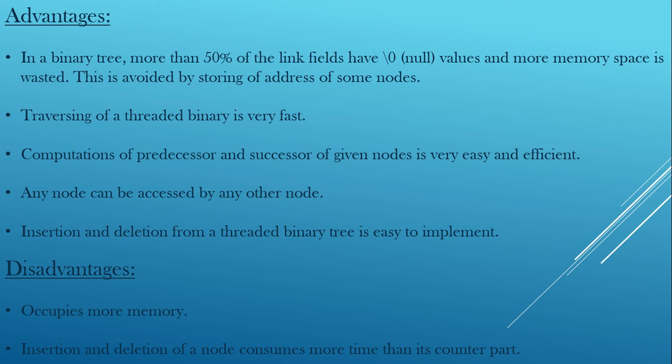Disadvantages: first, extra fields are required to check whether a link is a thread or not, and hence they occupy more memory when compared with unthreaded binary trees. Second, insertion and deletion of a node consume more time than their counterparts because many fields have to be modified.